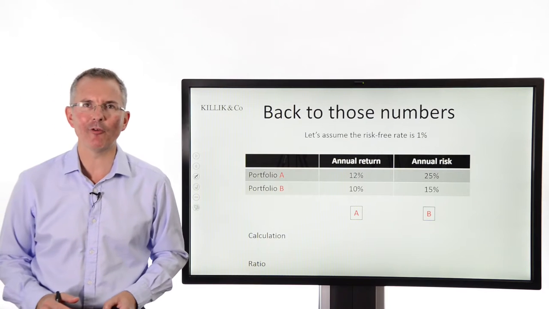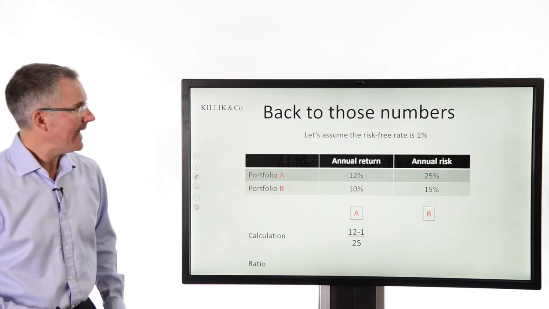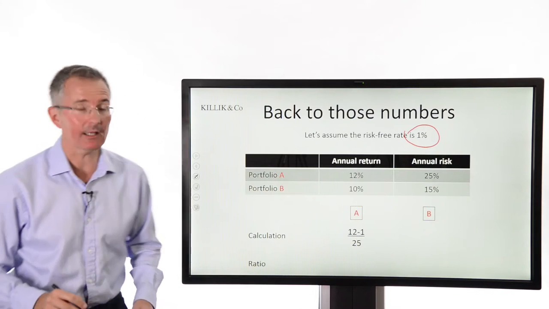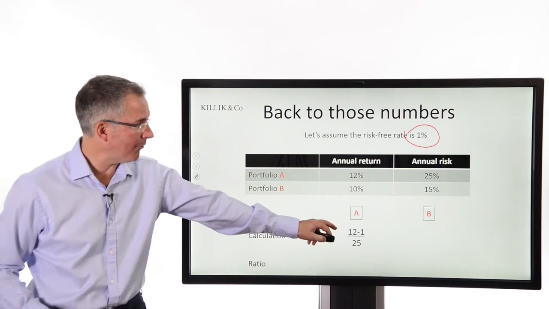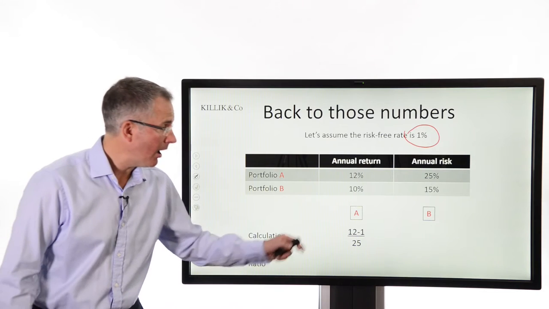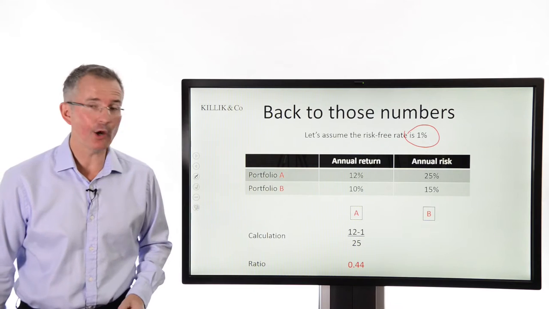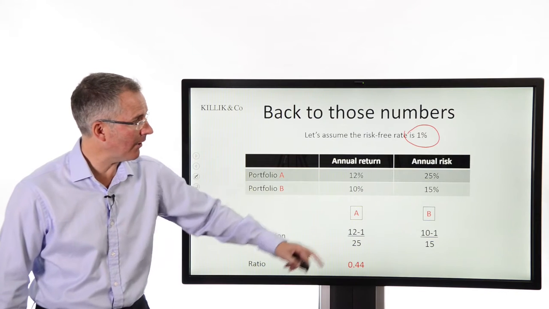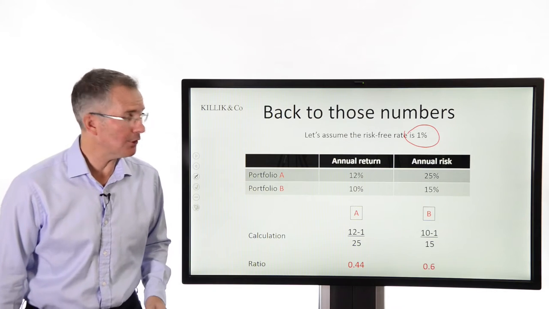Now, going back to my two portfolios then, same facts as before. Which one looks better applying this number? Well, if the risk-free rate is 1%, that's an assumption, by the way, probably a little lower than that in practice at the moment when this video is made, then you would have a calculation mechanically of Portfolio A, 12, the annual return, minus 1, that risk-free rate, over the standard deviation, 25, and therefore a Sharpe ratio of around 0.44. Compared to B, similar calculation, 10 this time on the left, minus 1 at the top, over 15, gives you a Sharpe ratio of 0.6.